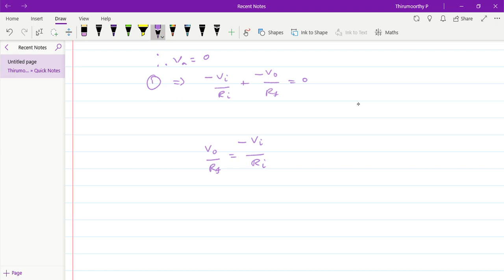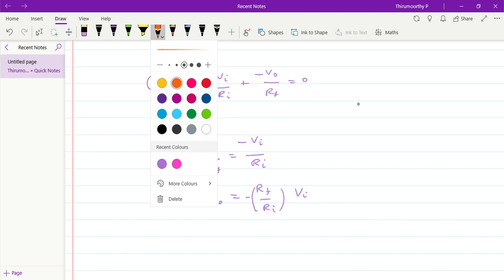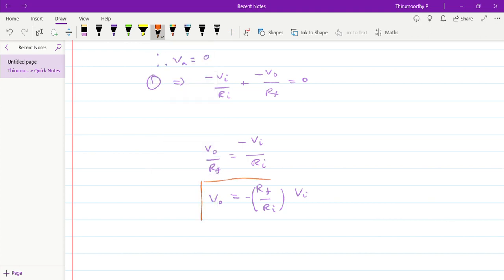We want to find out the output voltage Vout. Vout is equal to minus Rf by Ri into Vi. So this is the expression for output voltage.